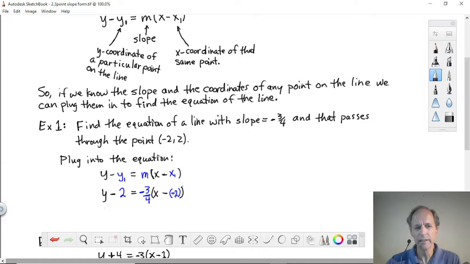Taking the negative of negative 2, that's plus 2. So we will go ahead and do that.